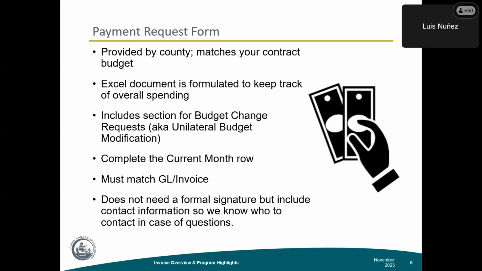And then the payment request form does not need a signature, but there is a section on the bottom that has the contact information, which would be the contact person and then their email. And this just gives us the ability to reach out to that person, whoever filled out the PRF, if we have any questions later. Next slide.